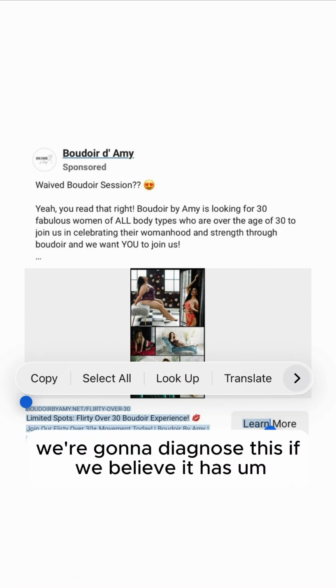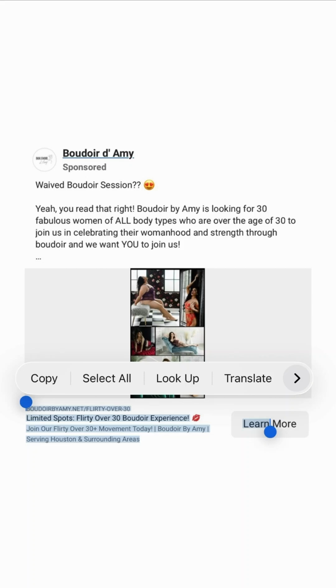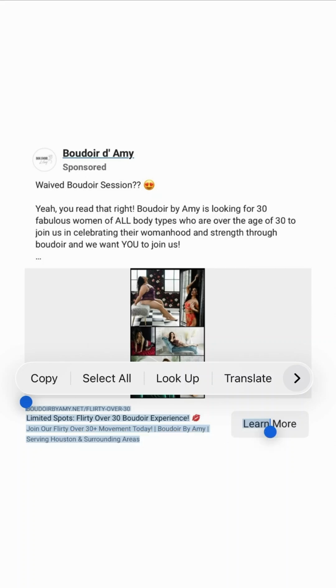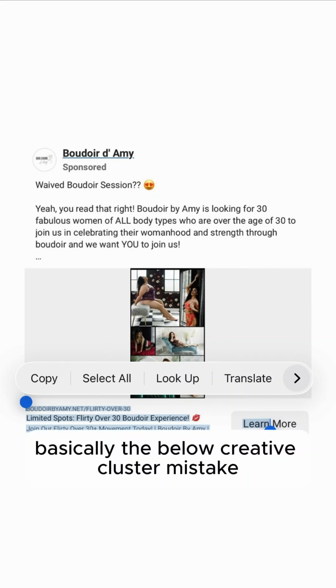So now we're going to diagnose this if we believe it has boudoir low click syndrome. First thing I'm looking at is, all right, so we got the boudoir, basically the below creative cluster mistake.